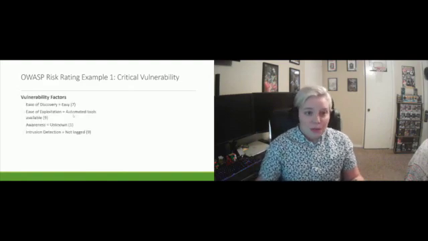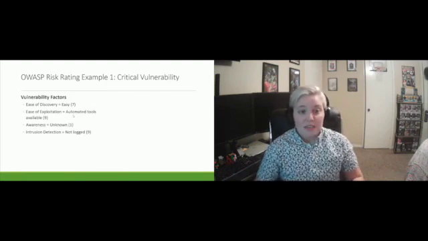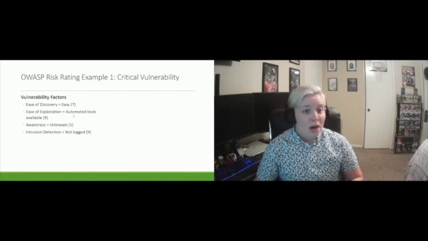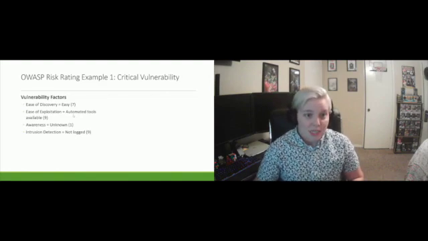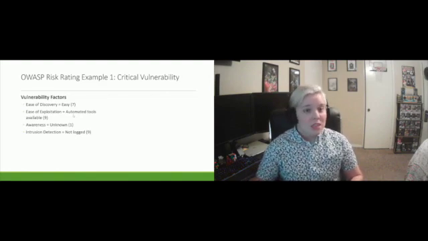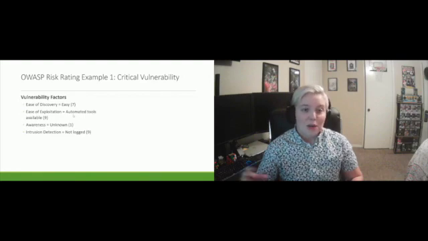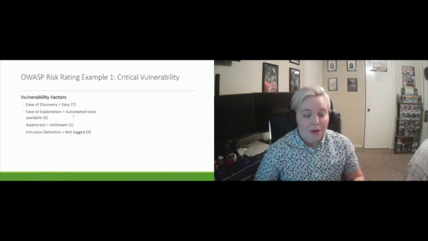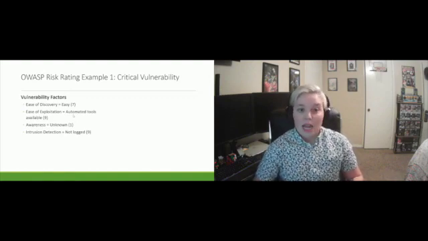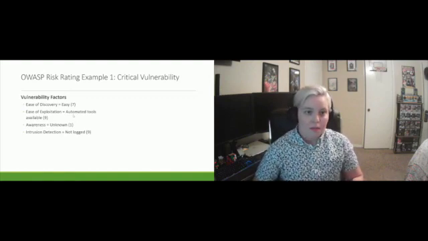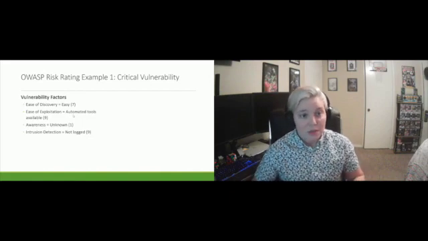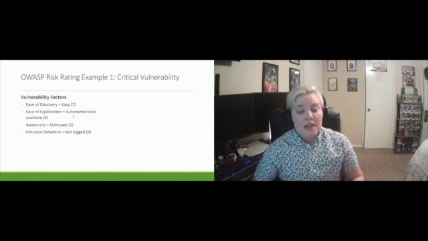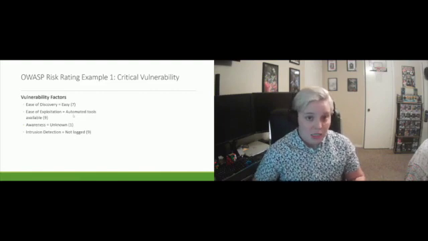So if we look at our vulnerability factors, again, this vulnerability is easy to discover. There are automated tools available to exploit it. Even with this critical vulnerability, we don't necessarily know at this point. Let's say it's a brand new critical vuln that came out. We may not know exactly how aware everyone is, but it's still pretty high. And our intrusion detection system is basically non-existent.